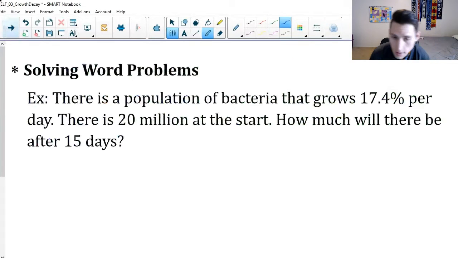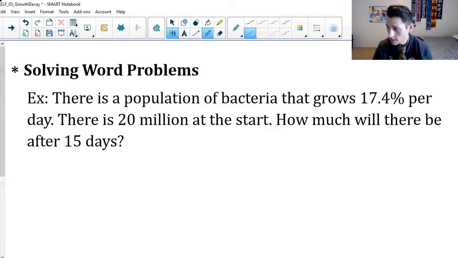All right, so solving some word problems. Let's say there is a population of bacteria that grows 17.4% per day. There's 20 million at the start. How much will there be after 15 days?